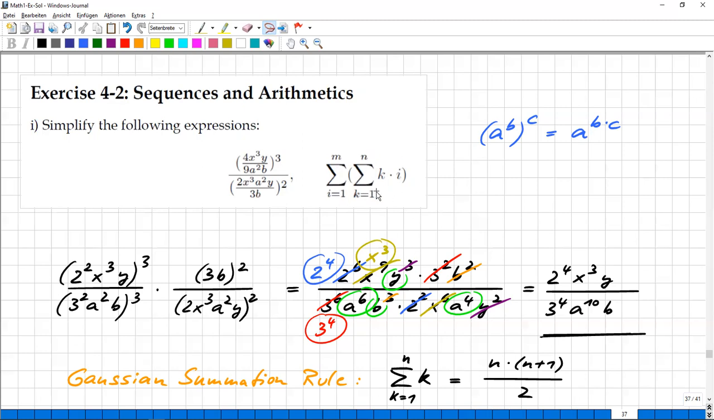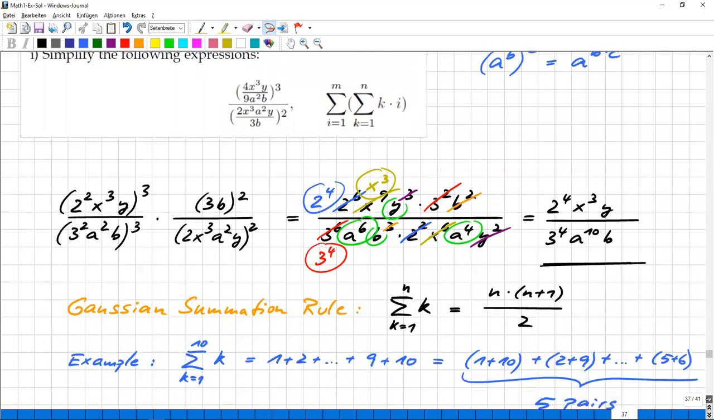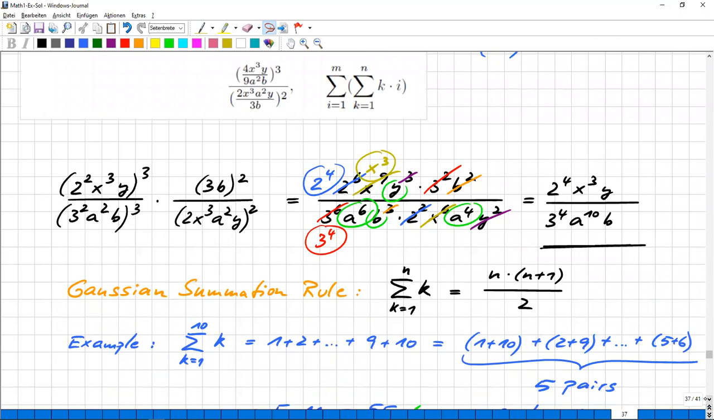So take care what you're doing, and remember, one of the probably most famous little special formulas of arithmetics, which was invented by the famous mathematician Gauss when he was a child. Now let's have a look at this one. It's called the Gaussian summation rule. I'm quite sure you know it, or you have encountered it. If not, there's a little example which makes clear why it is, okay?